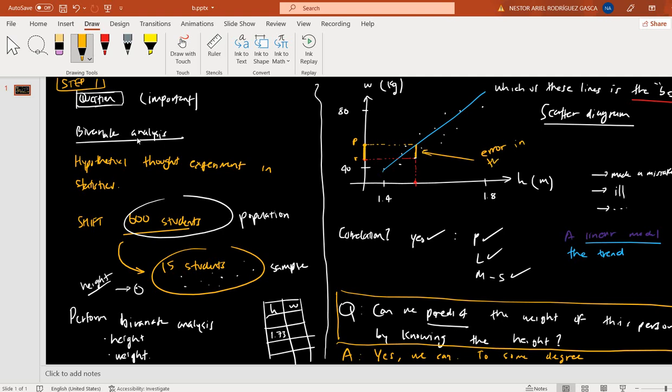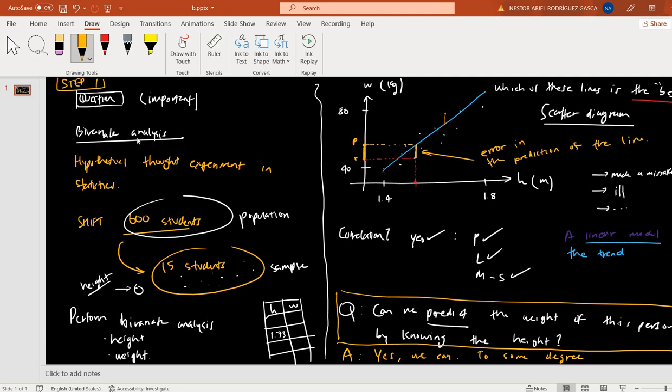Error in the prediction of the blue line, of the line. You see? Now, for example, for this particular point, for this particular individual, this is the error. It is basically the distance from the point to the line in this particular way, in a vertical way.